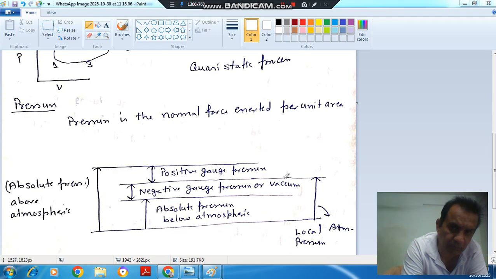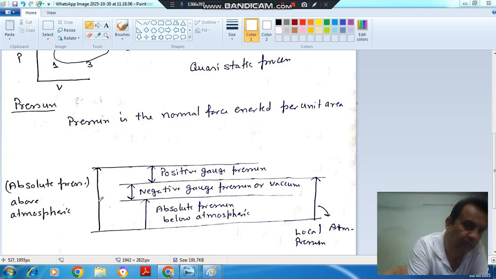So local atmospheric pressure is this. Above the local atmospheric pressure, whatever pressure is there, is called positive gauge pressure, and the total pressure, which is the positive gauge pressure plus local atmospheric pressure, is called absolute pressure above atmosphere.